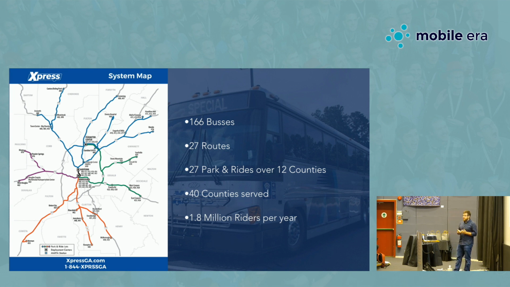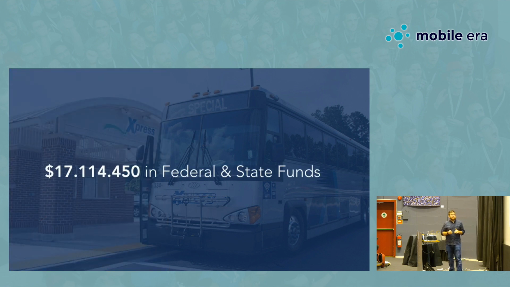Now the greater Atlanta area has about 7 million people. So 1.8 million riders per year equals a very, very low amount of people that actually use it. But if we look at the amount of funding that they get, it's 17 million in federal and state funds. This is nuts, guys. For the same amount of riders, if any of the metropolitan rapid transport systems in Europe would get that amount of funding, they could do everything, literally. This would be splurging money.